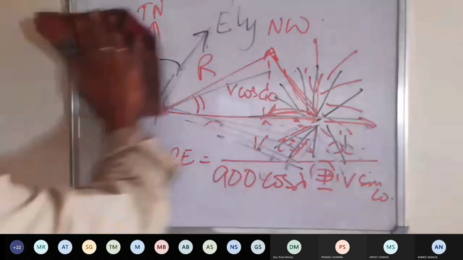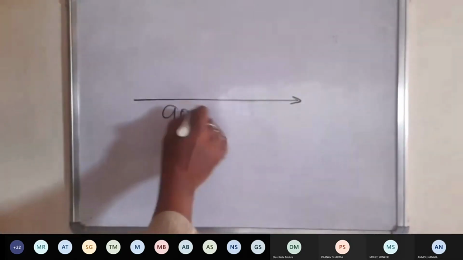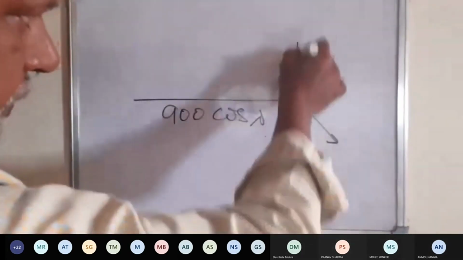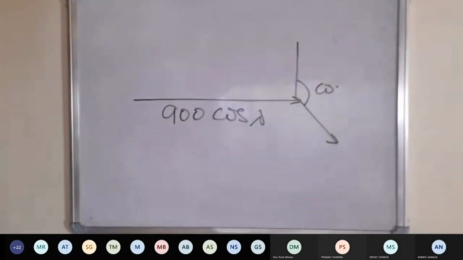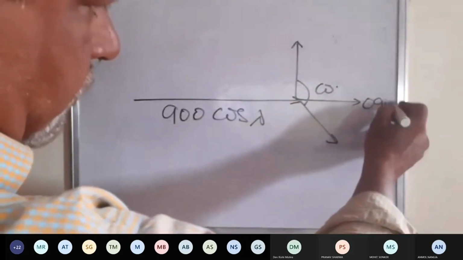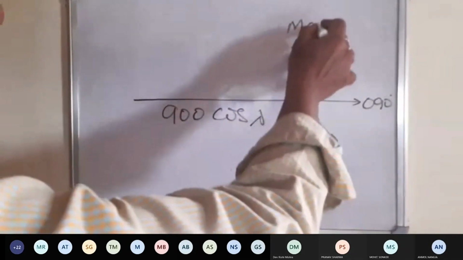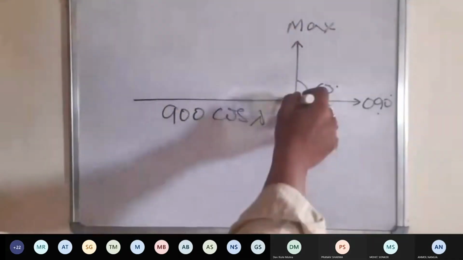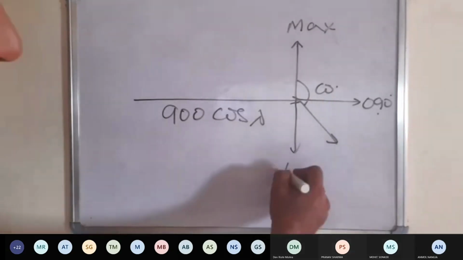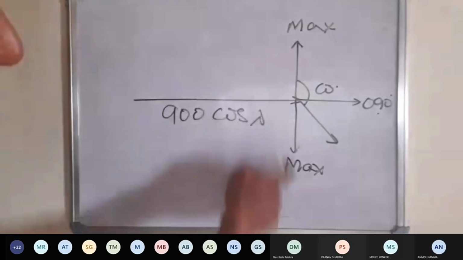One more thing to understand here is that if this is 900 cos lat, if the course is this much, then from 000 it is coming to 090. Here it was maximum, here it is 0, and here it starts reducing. Again maximum here, but with the opposite sign.